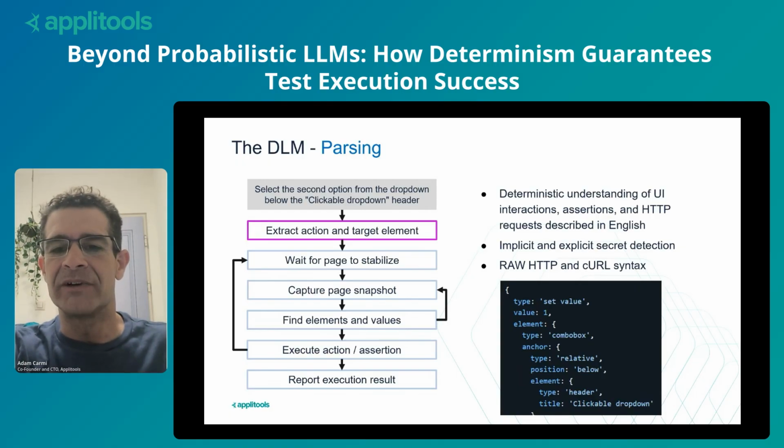The action that we want to do is set value. The value is at position 1 because it's the second element. The element that we interact with is of type combo box. How do we find it? We find it relative to another anchor element, and we are below that element. What is this anchor element? It is an element of type header, and it has the title "clickable dropdown." This is the meaning of the text that was written in English.